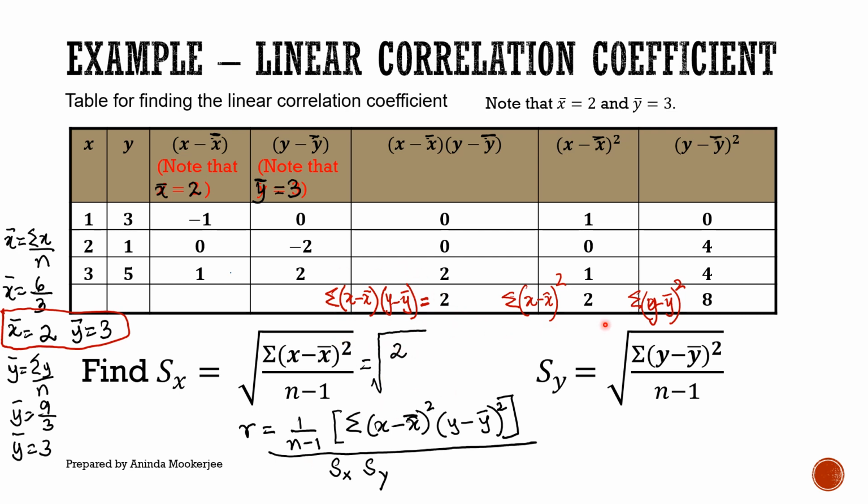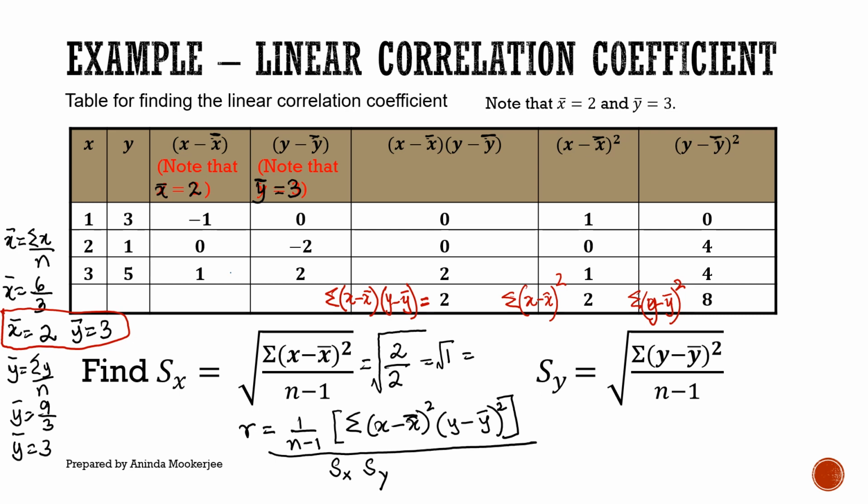Okay, now I got it. So this 2, sigma x minus x bar squared, is obtained from this value here. The sum of x minus x bar squared is a 2. That's how I got that 2 from. And n minus 1, n is 3, right? Is 3. So 3 minus 1 is a 2. So I'm going to write square root over 2 over 2, which is square root over 1. And therefore, we have an s sub x value of 1.